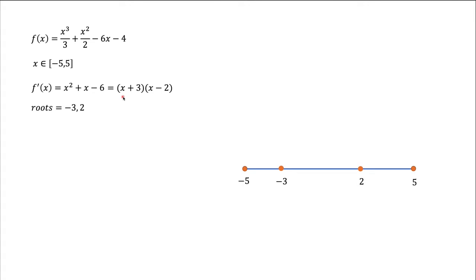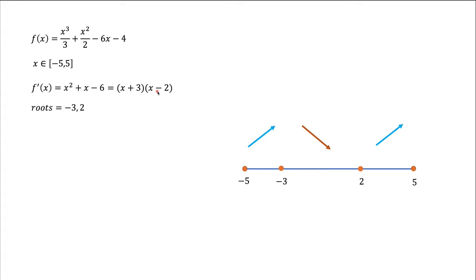When x is less than -3, both of these factors are negative. So when we multiply a negative factor by another negative factor, we get a positive number. And it means the derivative between -5 and -3 is positive, which means the function is increasing. Now if we go to the right of the point -3, between -3 and 2, the first parenthesis is positive, the other is negative, so positive times negative is negative. So the derivative here is negative and the function goes down.